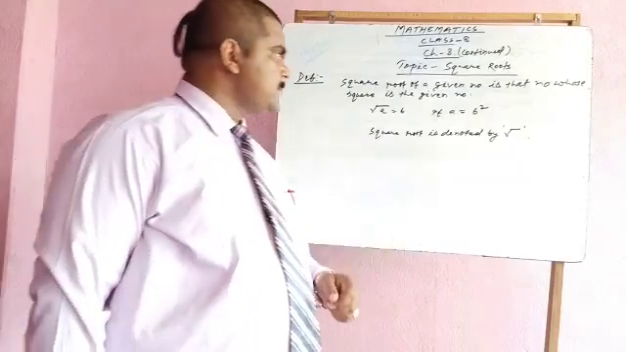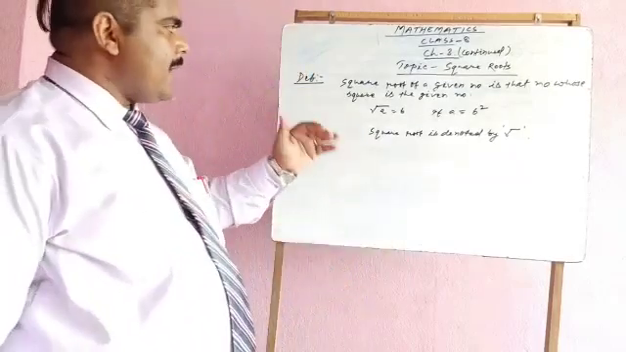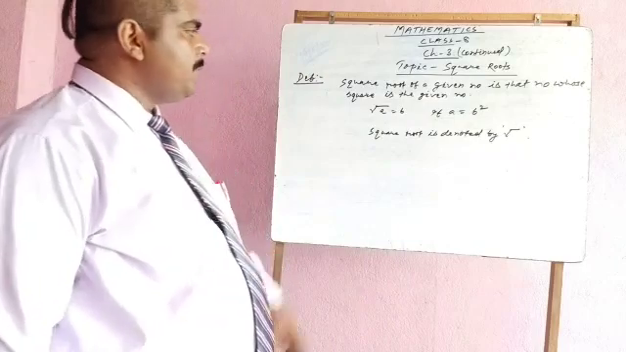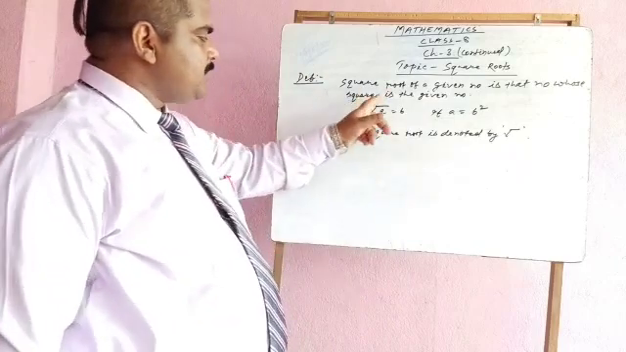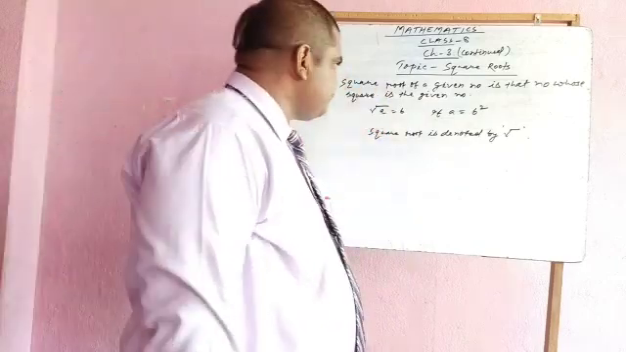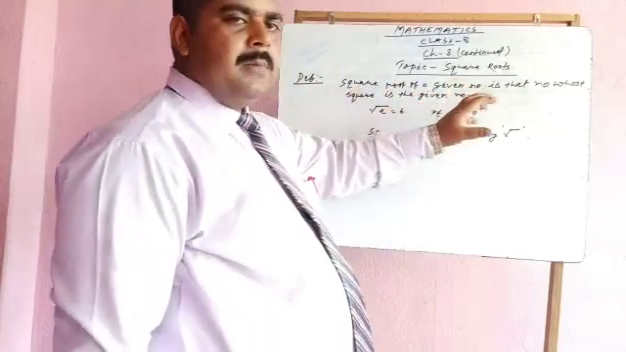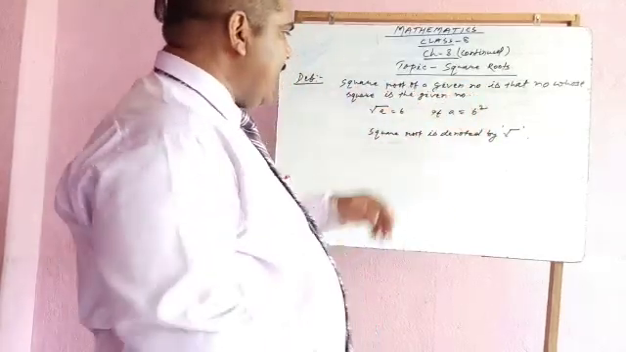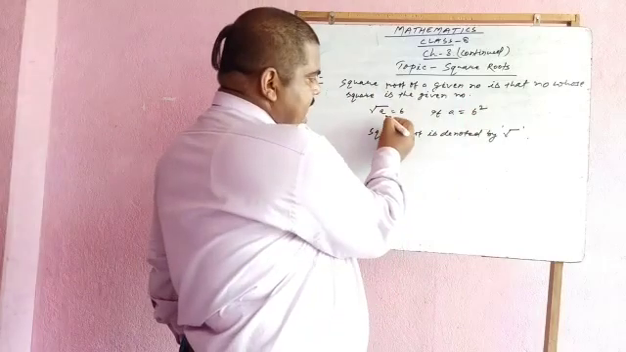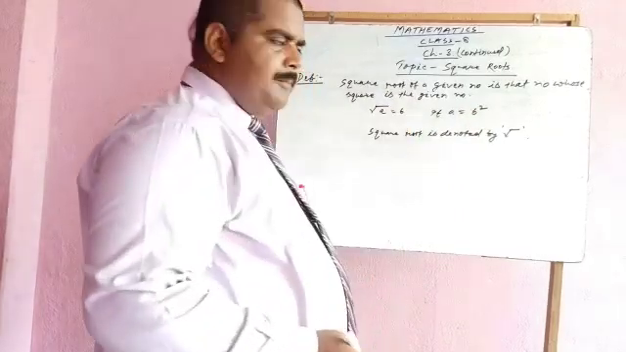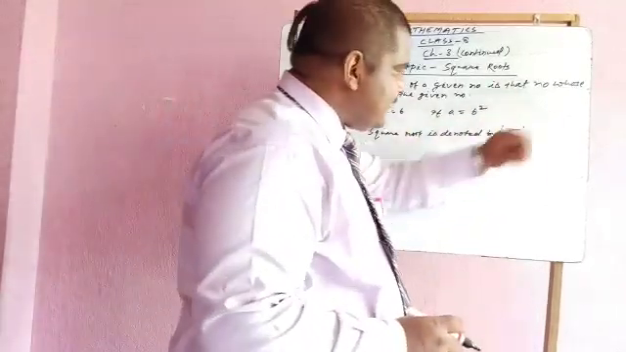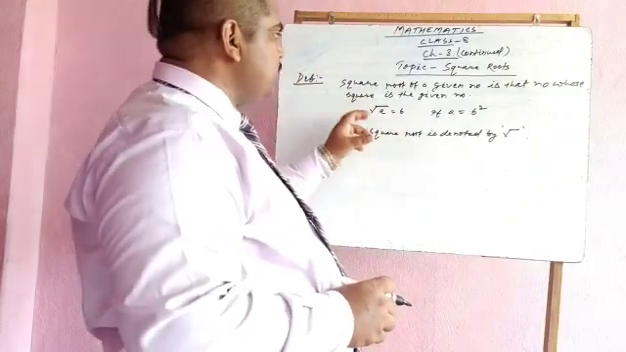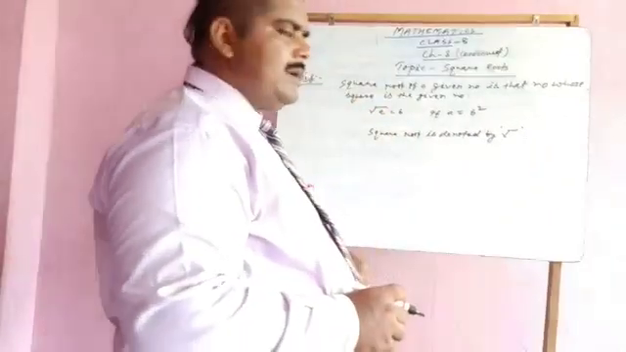My dear students, at first I start with the definition of square roots. The square root of a given number is that number whose square is the given number.